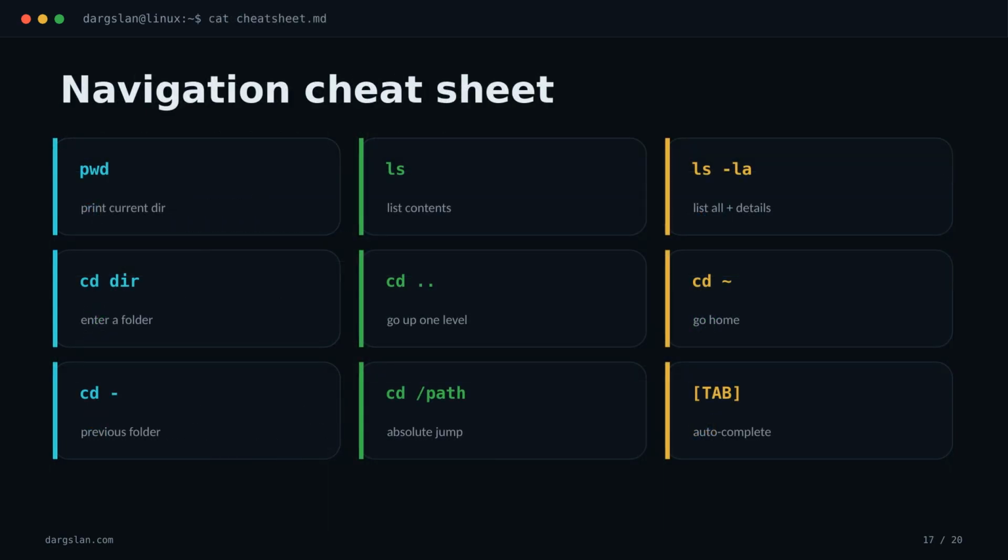And here's a little cheat sheet to keep all of that handy. You've already met pwd, ls, and cd in their main forms, but notice a few new friends here too. cd - jumps you back to the previous folder you were in, which is wonderful when you're bouncing between two places, and the tab key. Press it while typing a name, and the terminal will autocomplete it for you. Trust me, tab will quickly become your best friend.